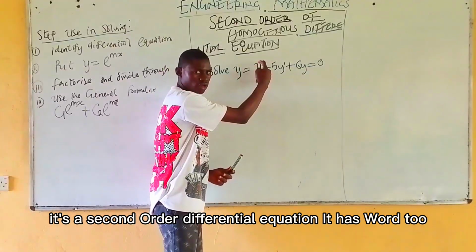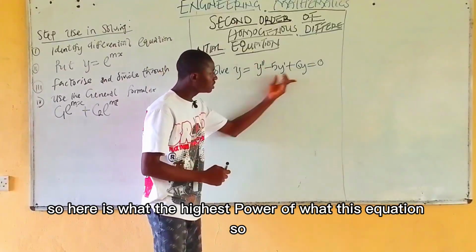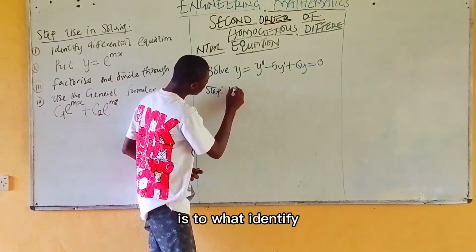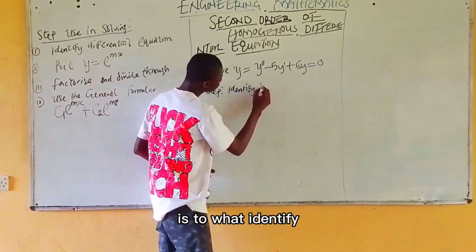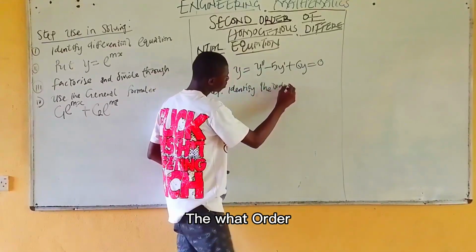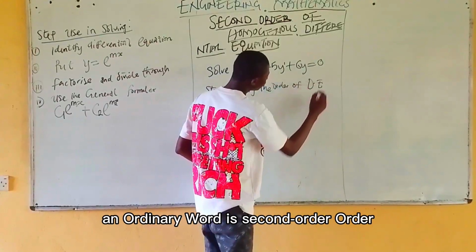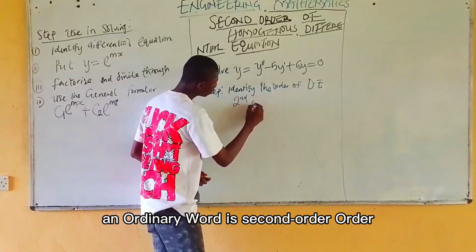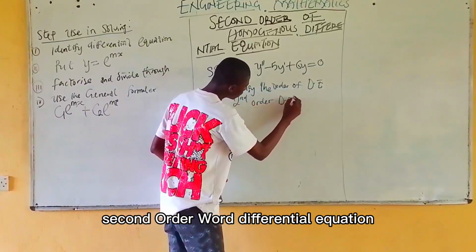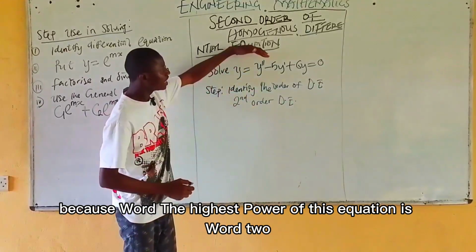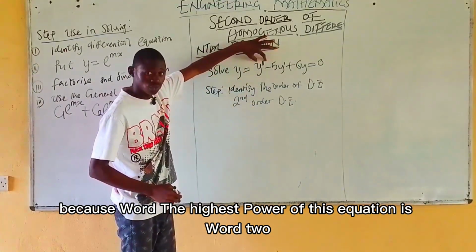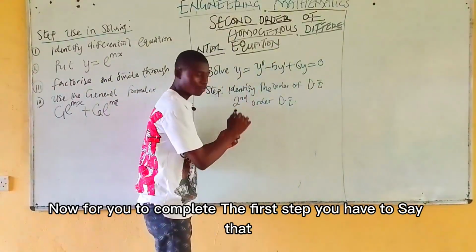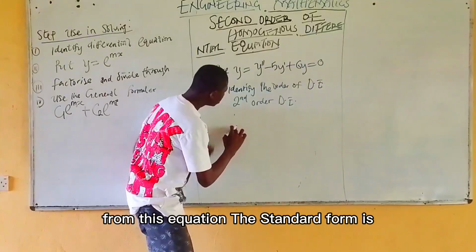Because it's a second order differential equation, it has 2. Are you following now? The 2 here is the highest power of this equation. So step 1 is to identify the order of the differential equation, and I've told you that it is second order, because the highest power of this equation is 2. So it's called second order.